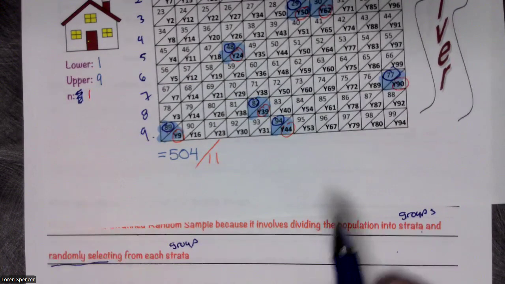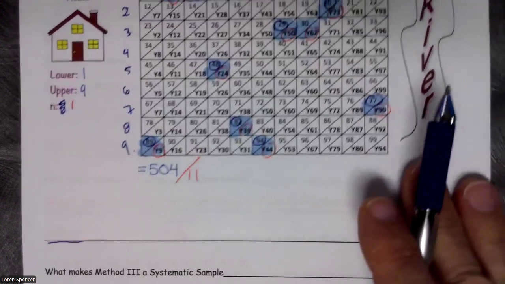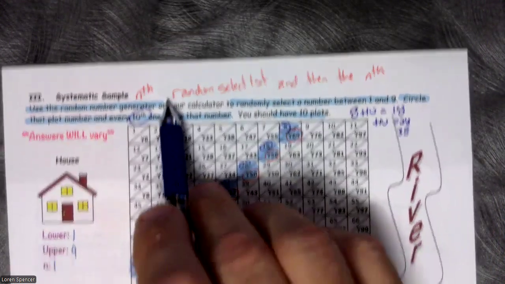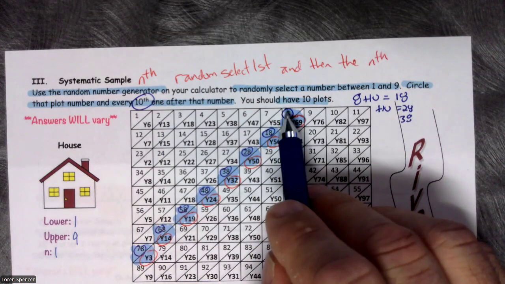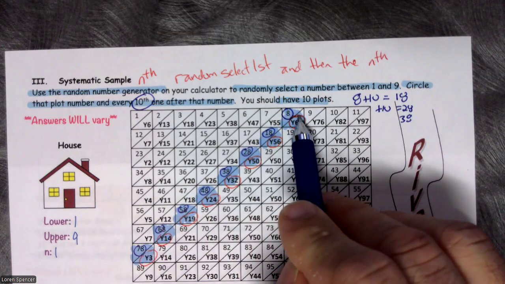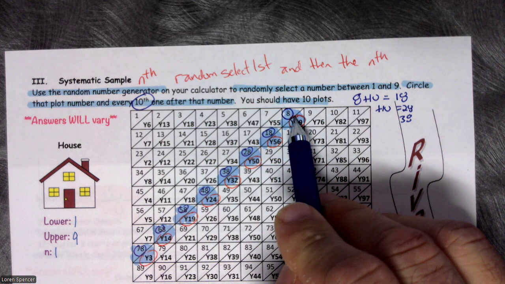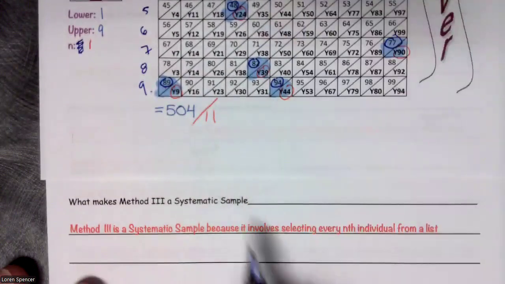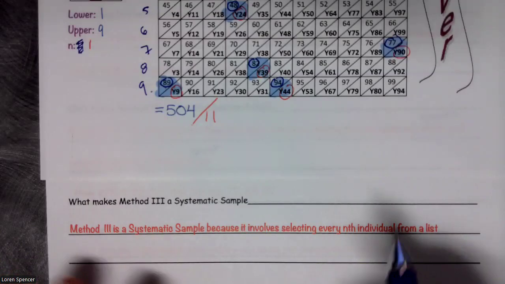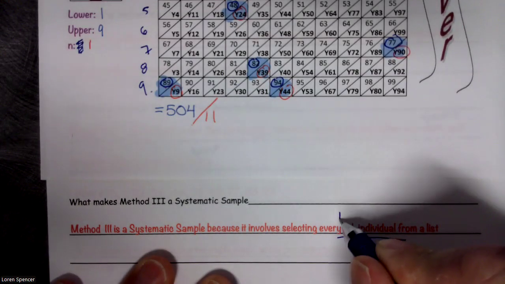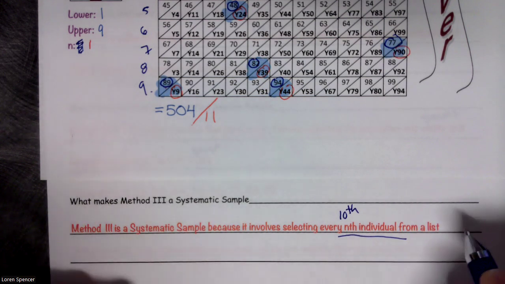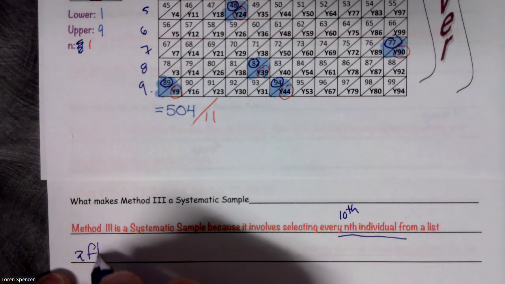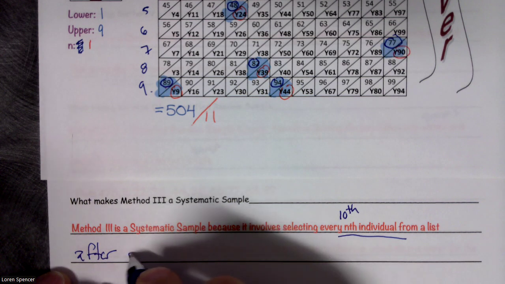The next one, what makes method 3 a systematic sample? What makes it a systematic sample is we randomly selected the first number, which we put as 1 to 9 in the calculator. We randomly selected 8, and then we chose every 10th number. So method 3 is a systematic sample because it involves selecting every nth individual, in this case every 10th individual from a list after randomly selecting the first.